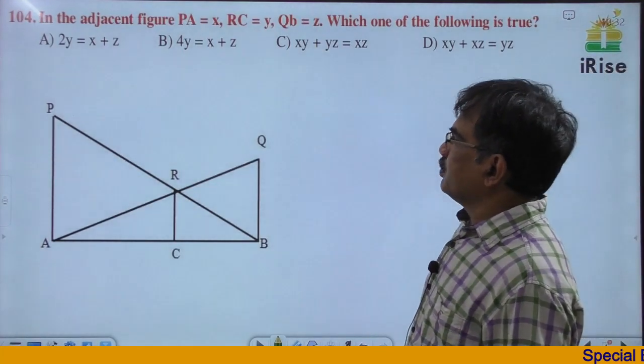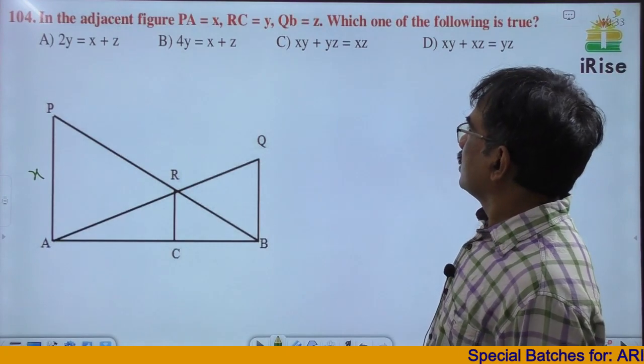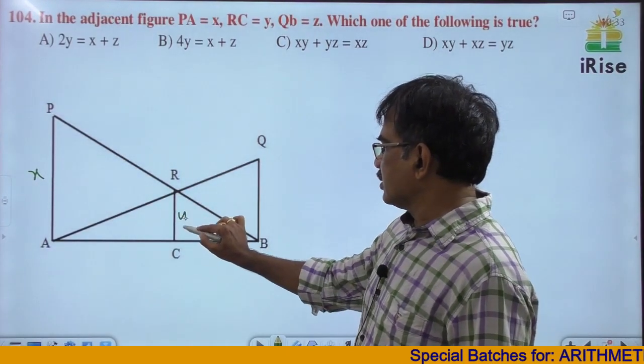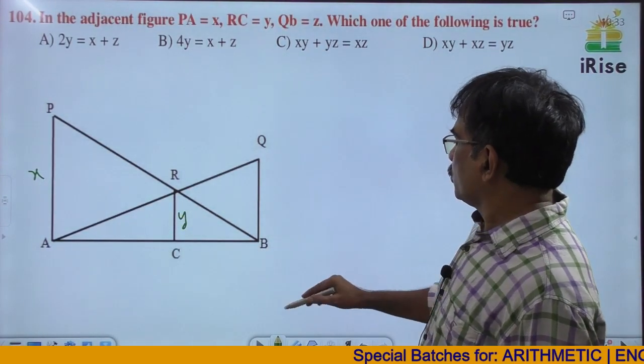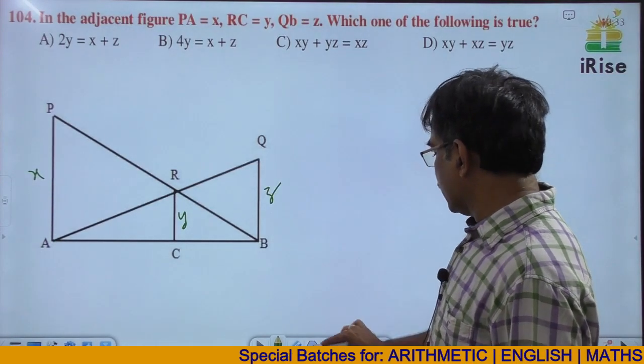In the adjoining figure, PA is equal to x, this length is x given, RC is equal to y, this is y, QB is equal to z, this length is z. Which one of the following is true?